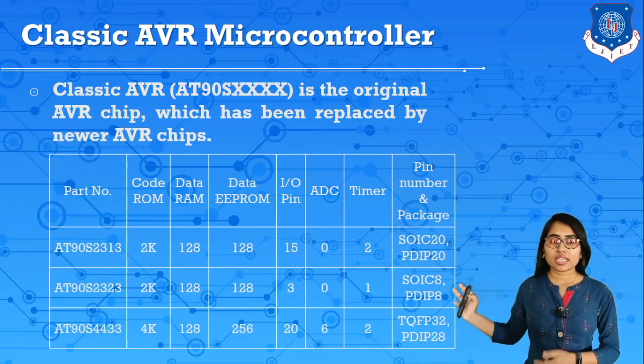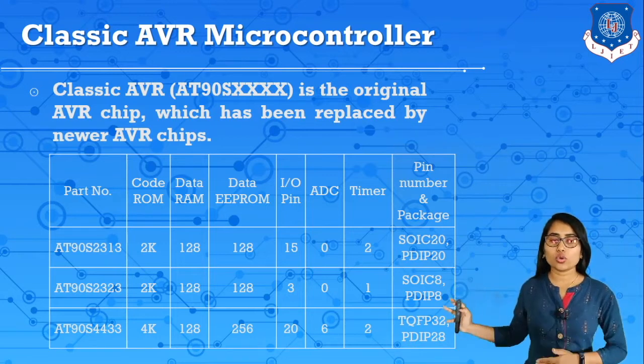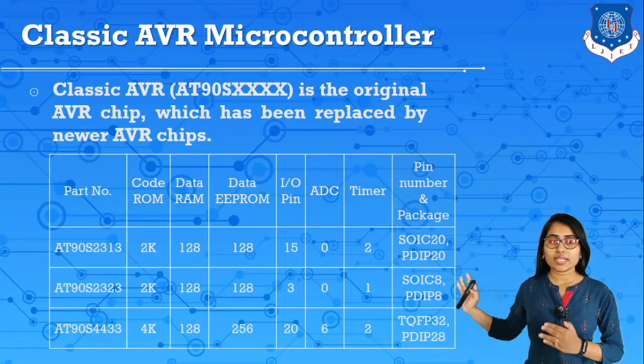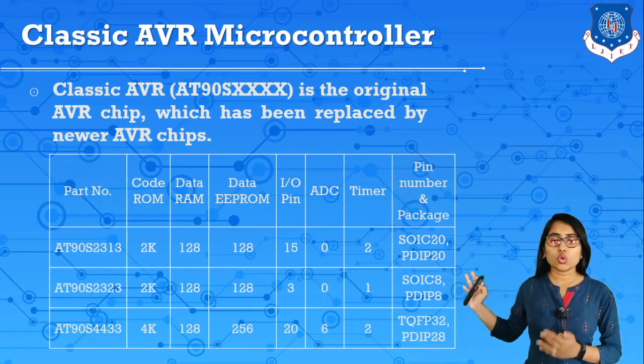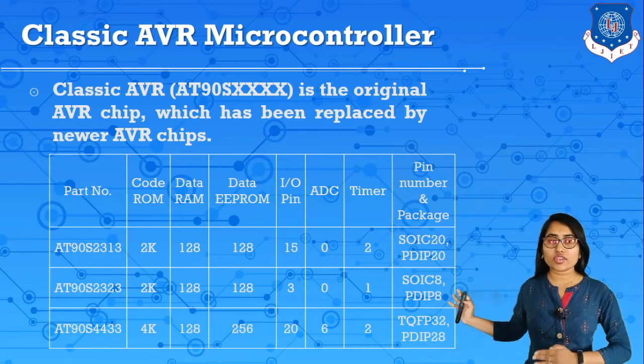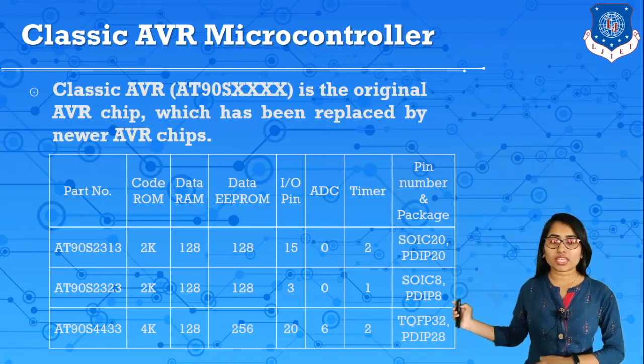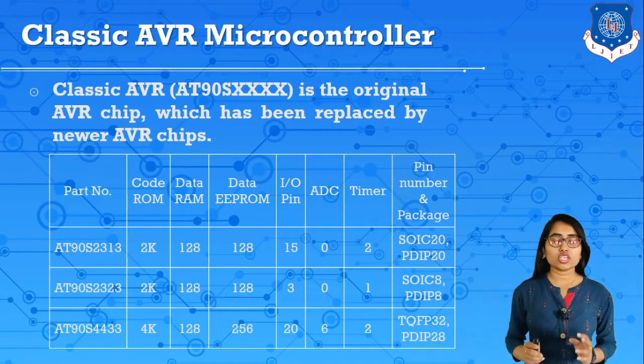Then next, AT90S4433. It has a code ROM of 4 KB, data RAM of 128 bytes, data EEPROM of 256 bytes, a total of 20 input output pins, a 6-bit ADC, 2 timers, and it is available in a TQFP32 package and a PDIP 28 package. Okay, so this is the classic AVR microcontroller.